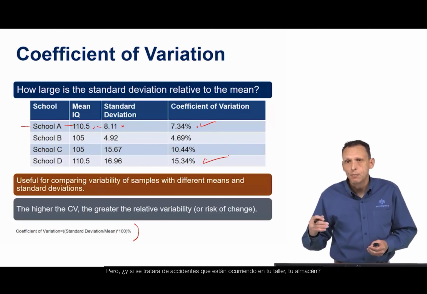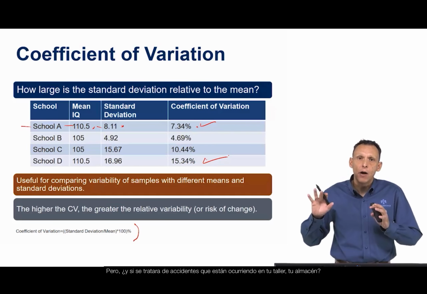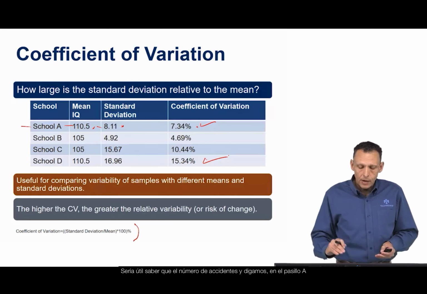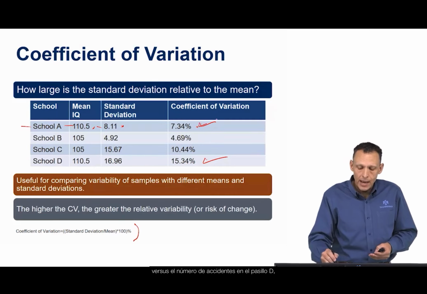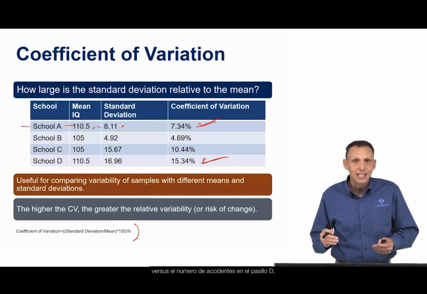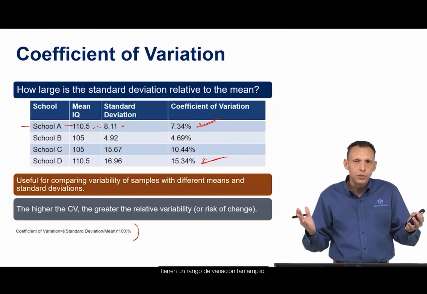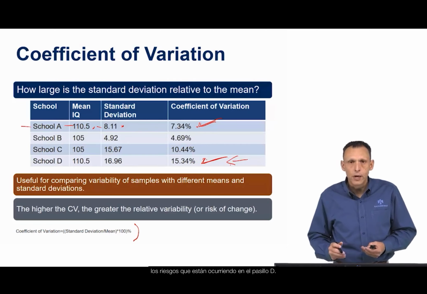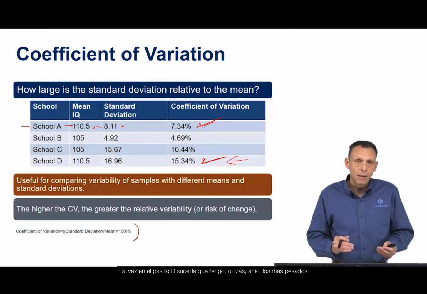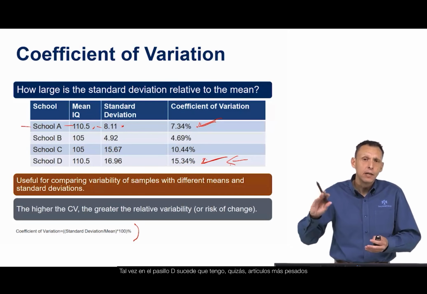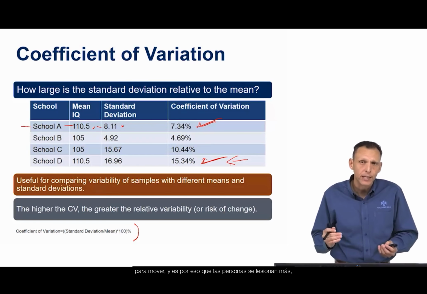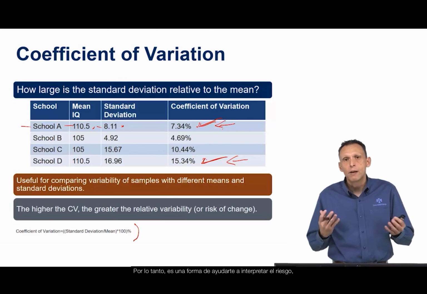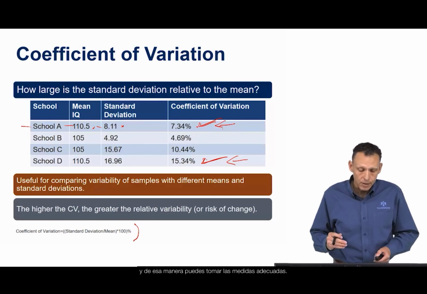But what if this happened to be maybe accidents that are happening on your shop floor in your warehouse? It would be useful to know that the number of accidents in, say, aisle A versus the number of accidents in aisle D have such a wide range of variation. And then you can put more effort to try to minimize the risks that are happening in aisle D. Maybe aisle D happens to have more heavy items to move, and that's why people are getting more injured moving those items versus items that are lightweight. And so it's a way of helping you interpret risk, and that way you can take appropriate action.